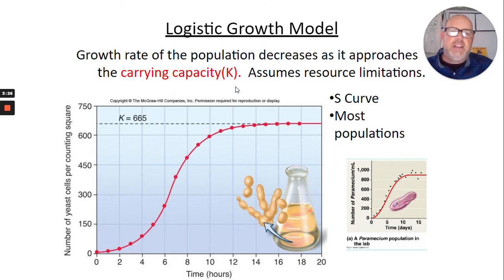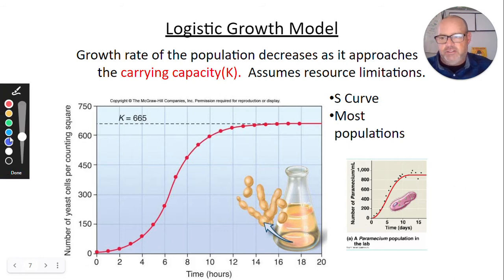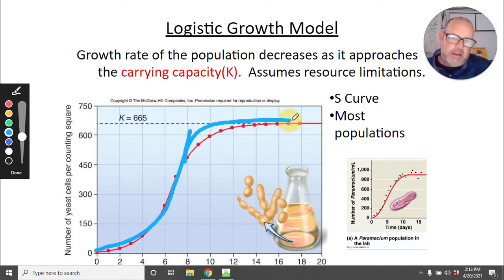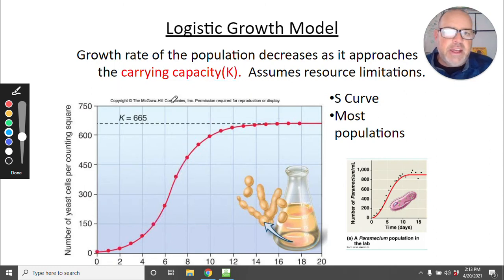And the logistic growth model you should associate with the S curve for extremely obvious reasons, right? It looks like kind of a lazy S here, okay? And if you'll notice, the first part still looks like the J, right? There's a lot of growth here, and then it hits this dotted line and it levels off, right? And so the dotted line is indicating the carrying capacity. That is the number of organisms that an ecosystem can support, assuming the limitations, if there are any.